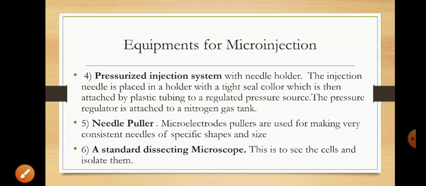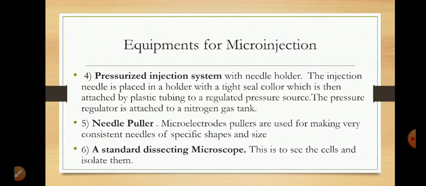Next is the pressurized injection system. The pressurized injection system works on hydraulic pressure, and it delivers the DNA. The pressure is regulated by a nitrogen gas tank attached to it. Next is your needle puller. It is very important to make fine needles. The glass microcapillary pipette and the needles do the work.